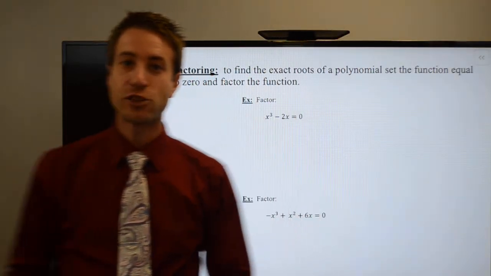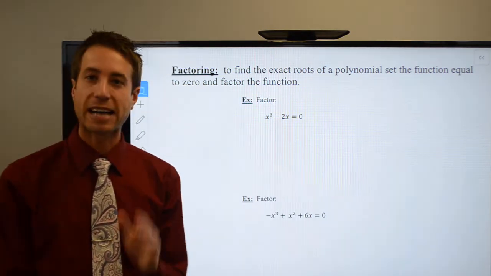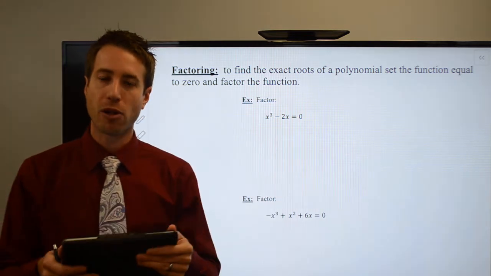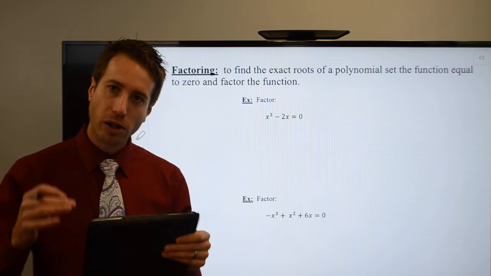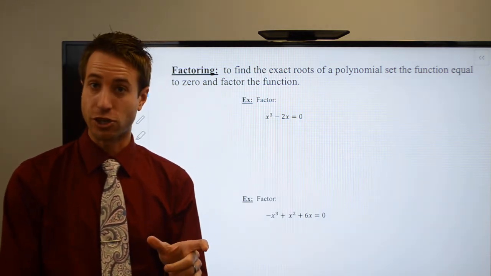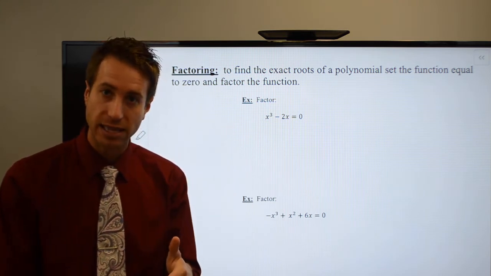Alright guys, welcome to this page of the notes, and now we're going to get to that second objective, which is using our factoring methods to find the zeros of a polynomial. Remember, when you graph a polynomial, the zeros are going to be where it crosses the x-axis. Now, when the polynomial crosses the x-axis, the value of the function is 0, right? When y is equal to 0, you're crossing the x-axis.